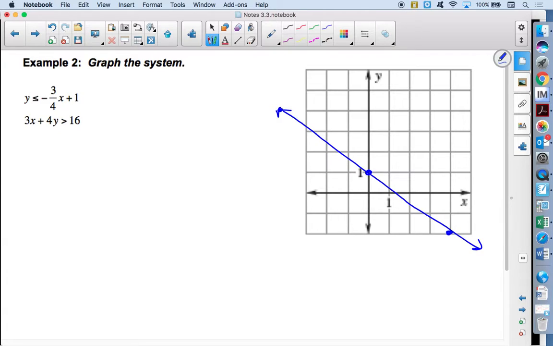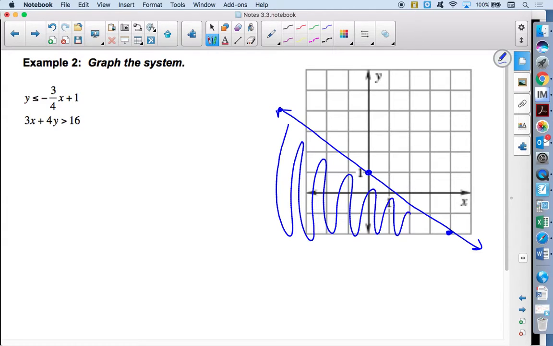Alright, so your first one, it's already y by itself. You don't have to worry about getting the y by itself. Solid line, because it's less than or equal to. You need to go underneath the line, so below the line. So less than or equal to, below, underneath. Again, get out of the thinking left or right, so below, above. Wait, that's not right. The second equation, we need to solve this one. We have 3x plus 4y is greater than 16.